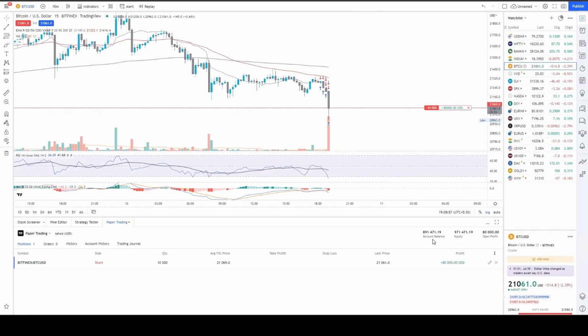The account balance basically shows what is your current account balance, the equity that you had initially, and what is your open profit, which is basically the profit or loss that you would be getting at any of your open positions. Although I can see there is $300,000 of profit that I would have made till now, but I want to churn as much profit as I can via this particular strategy.